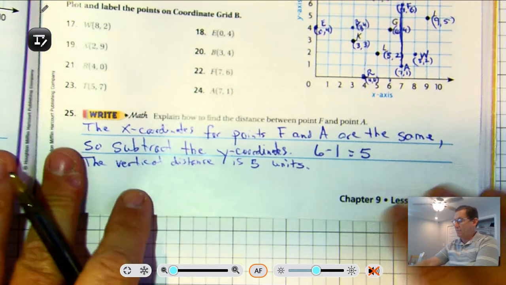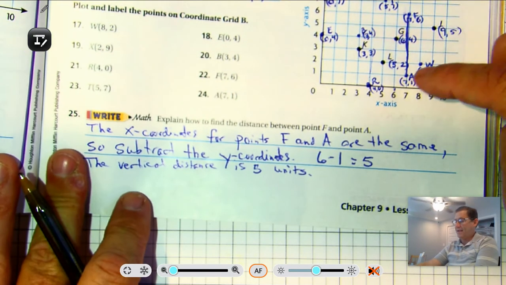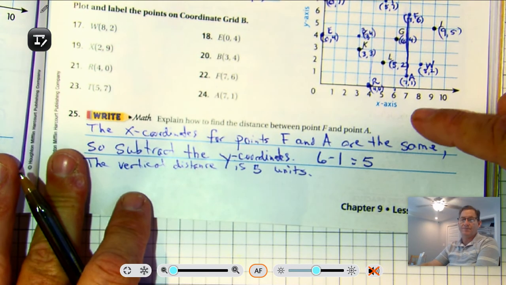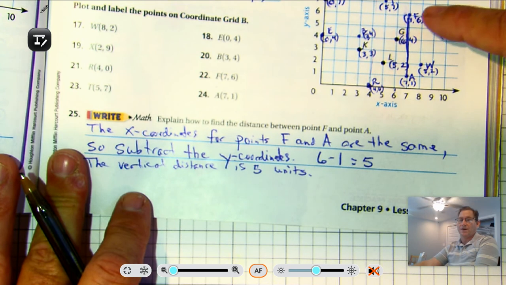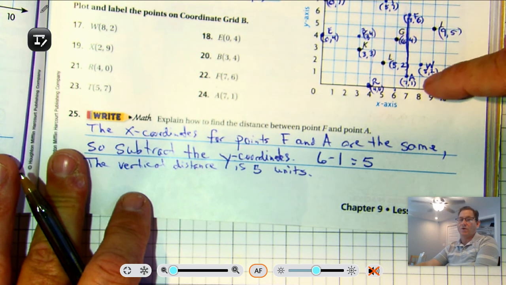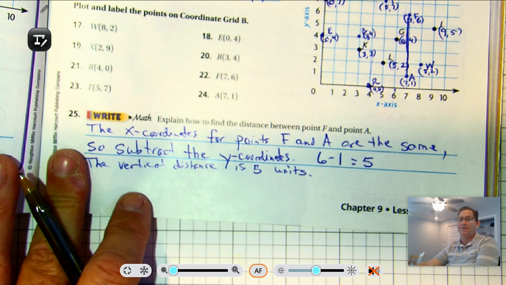Okay, again, both point F and A have an x-coordinate of 7. So all we have to do is subtract the y-coordinate. 6 take away 1 gives us a distance of 5.